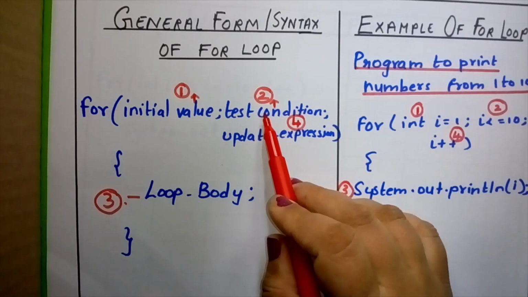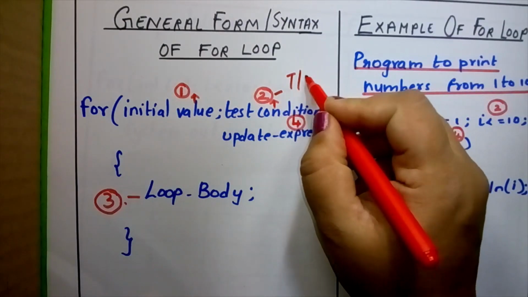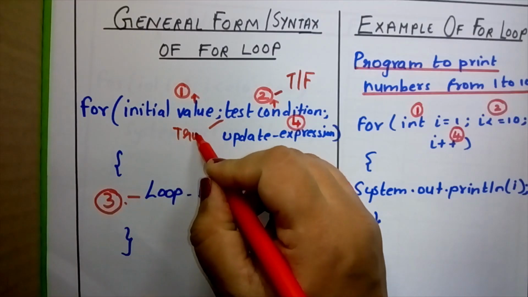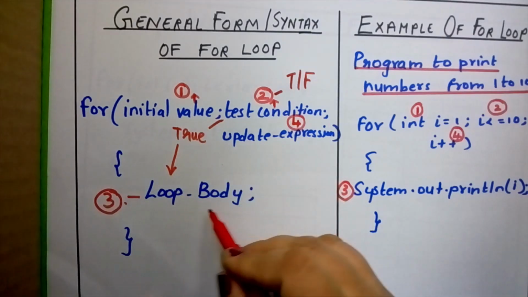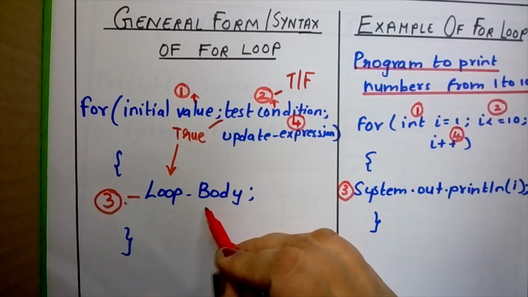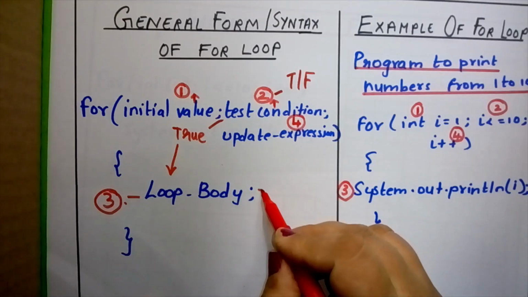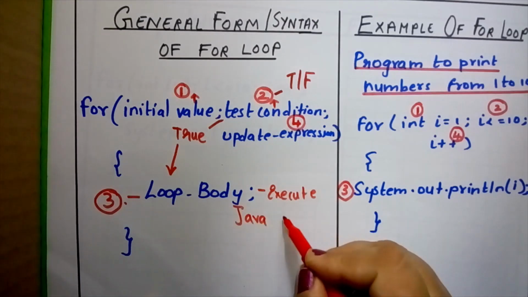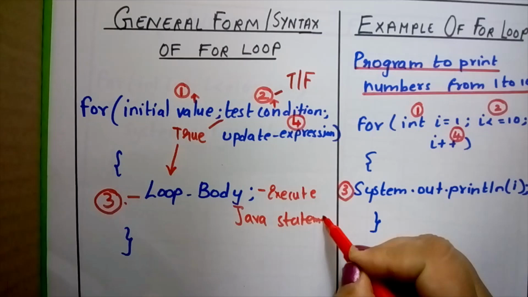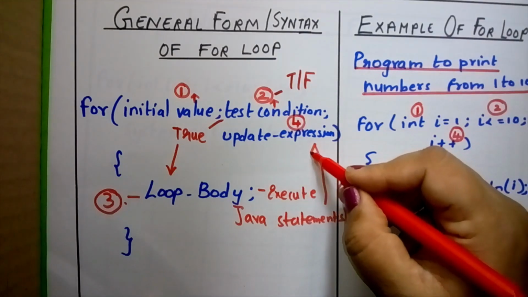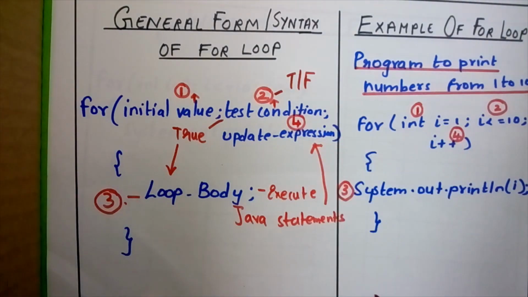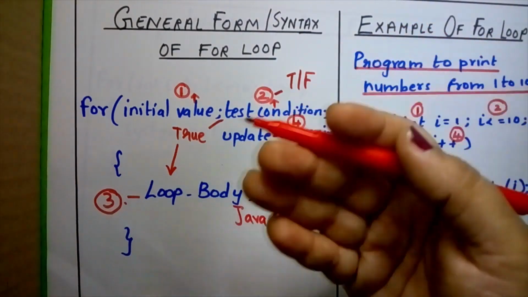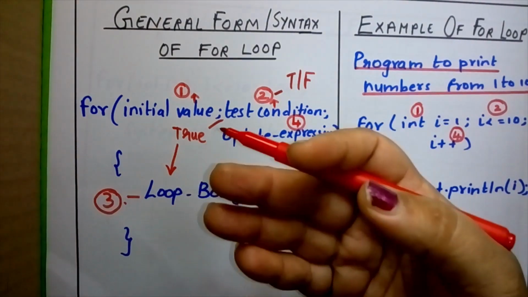Then it is going to check whether it is true or false. If the condition is true, it will come to the third part, which is the loop body. Once it comes here, it will execute these Java statements, and then it will go for the update expression. This is the fourth part. You should be clear on this working, because in the later video series I will be solving output problems for these loops.